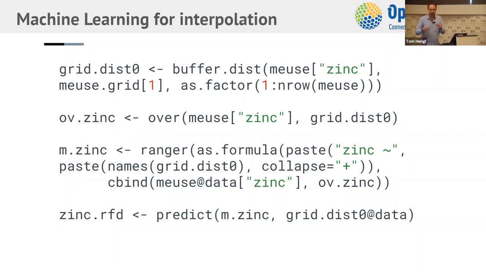Now this is machine learning. You take all the points and you calculate buffer distances. There's no input, it's all automatic. And then you say, fit a ranger model, the zinc is a function of distances. As simple as it gets. There's no complexity. I don't have to do anything, no decision. And this is the comparison.